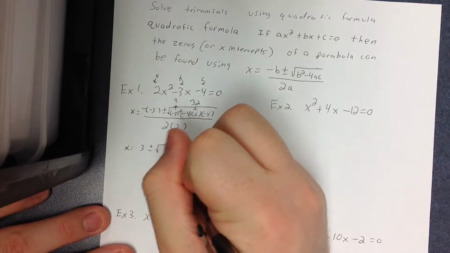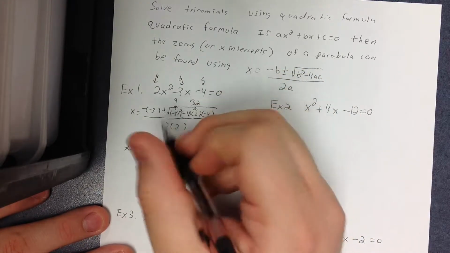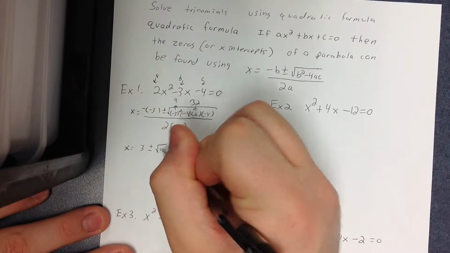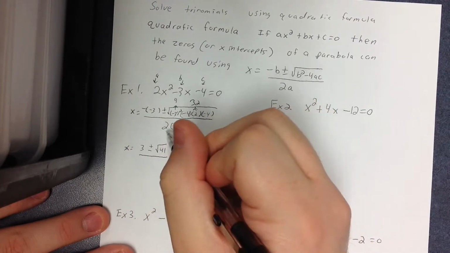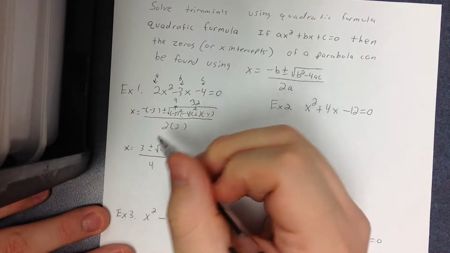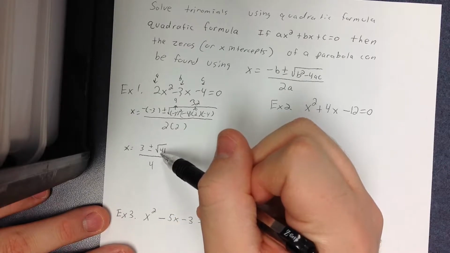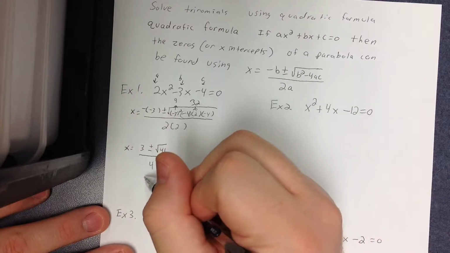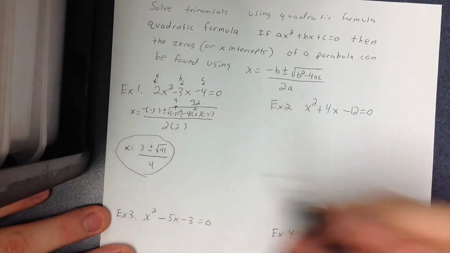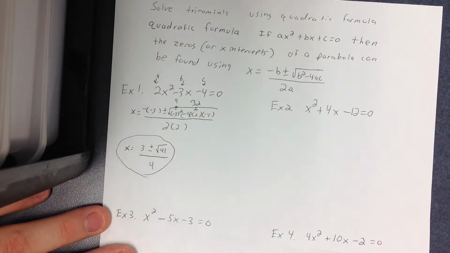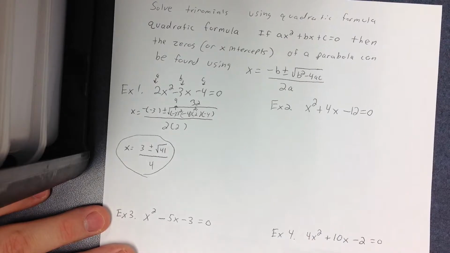So now I've got 3 plus or minus 9 plus 32 is 41. 2 times 2 is 4. Now, if we don't know what the square root is, in other words, it's not like an integer, then we just leave our answer in that form where it'd be 3 plus or minus square root of 41 over 4.